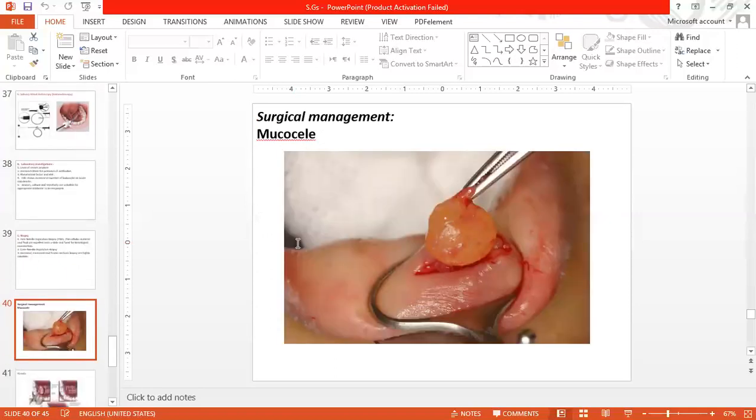The surgical management, as you see here in this case of a mucocele in the lower lip, is the excision of the mucocele with the underlying minor salivary gland. Because if this minor salivary gland is not removed, it will again collect saliva inside the tissue in case of ductal obstruction, leading to recurrence of the mucocele. So the treatment of choice is the removal of the mucocele with its underlying minor salivary gland.